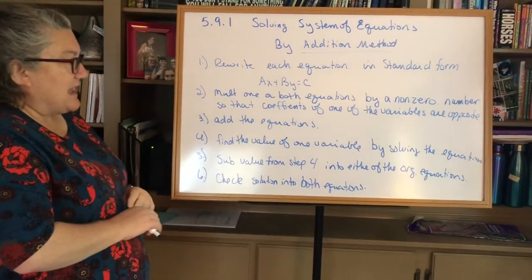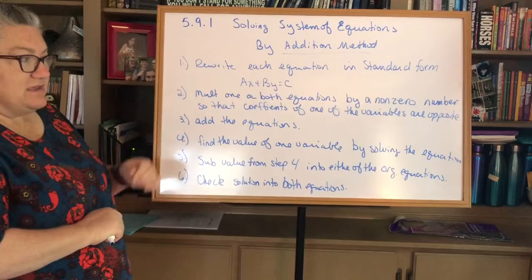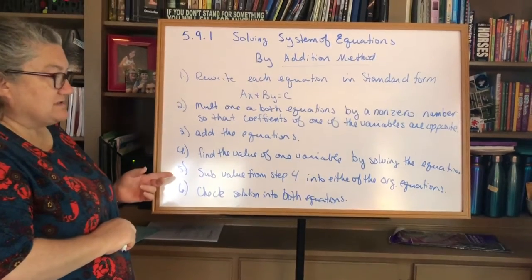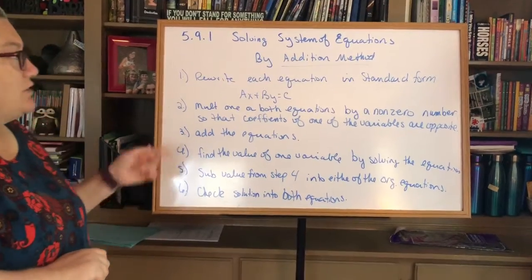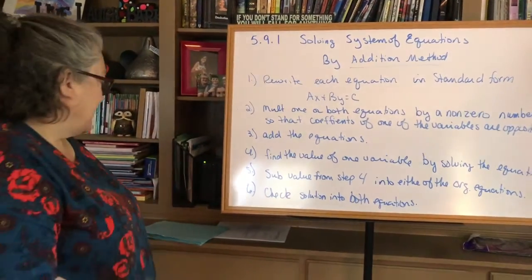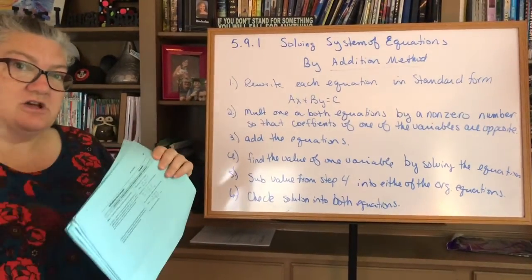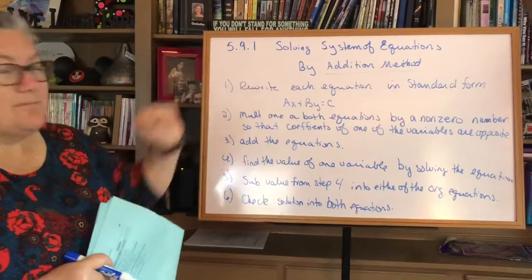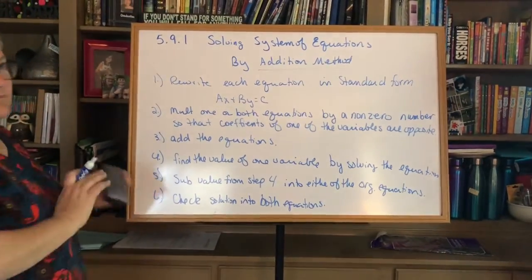And then we're going to add the equations. We're going to find the value of one variable by solving the resulting equation. We're going to sub it back into step 4, and then we're going to check it. So I'm going to work a problem now, and you can refer back to your notes, take a second and write them down, or make sure you've printed this out so that you can use this as your checklist when you're solving these by the addition method. Okay? All right, so just a second, and we'll be back.